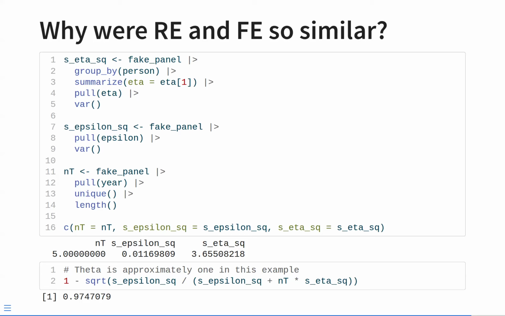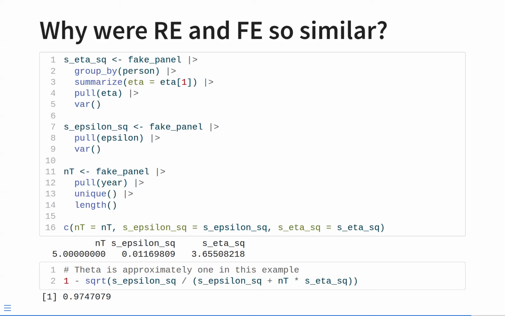That's S eta squared. Now I'm going to do the same thing for epsilon, but for epsilon, I'm going to use all the observations of epsilon because they vary across time for the same individual as well as across individuals. So there's no need to just pull out the first one, the epsilon from the first time period, because epsilon varies across time. And then finally, I'm just going to figure out how many time periods there are in this panel, T.